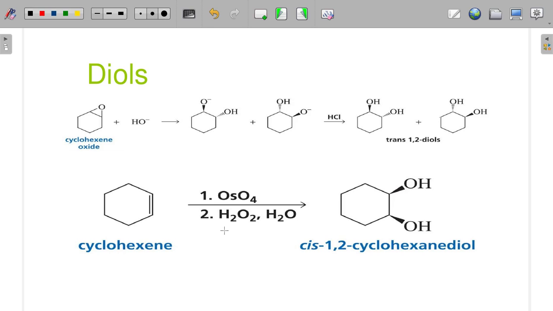Now, another way that we could make our diols would have made cis diols. Back in our alkenes chapter, we did this with cold KMnO4. Here we're introducing osmium oxide, which does the same thing. It's a little bit less toxic, so it's a little bit easier to work with than the KMnO4.